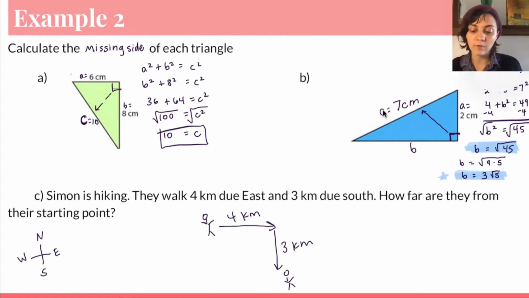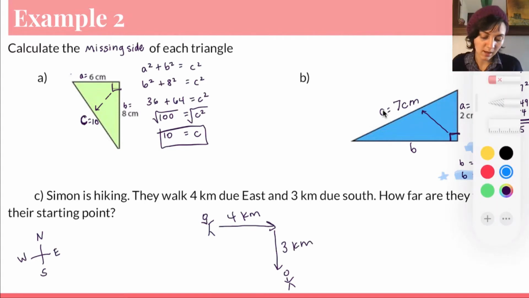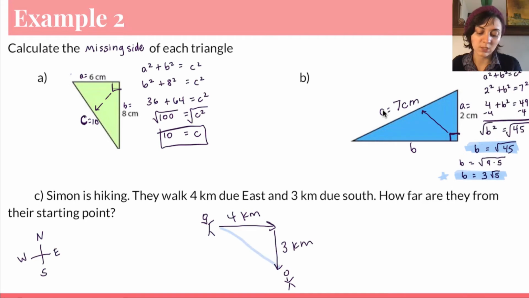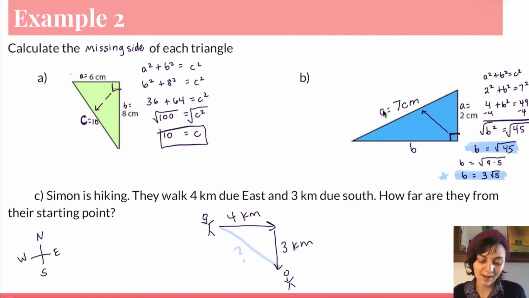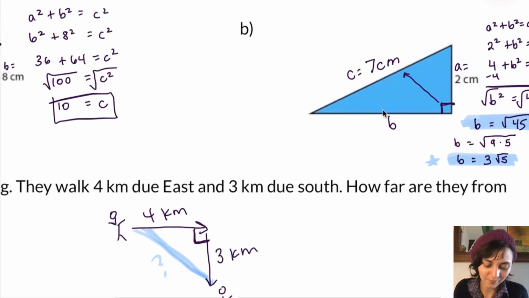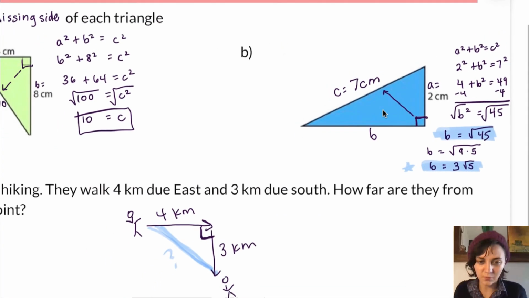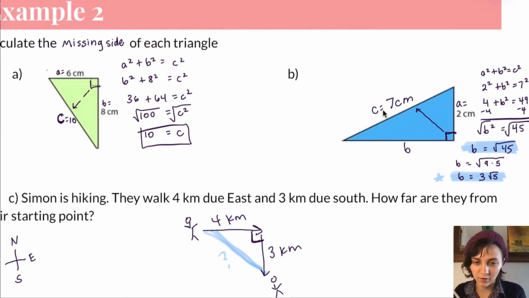But what we're trying to figure out is this. How far is Simon from their starting point? So we've got to find that length, which in this case is the hypotenuse. Because since they walked straight east and then straight south, that forms a right triangle. Ooh, how convenient. So we can use our Pythagorean theorem, which I think you at this point can set up and solve on your own. So you do it on your own as I work as well.